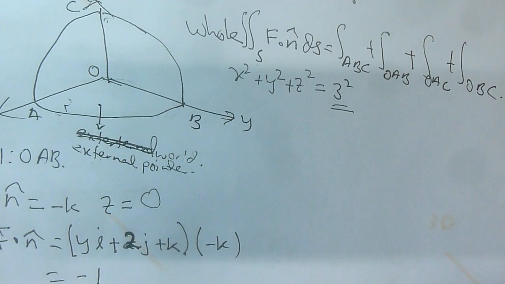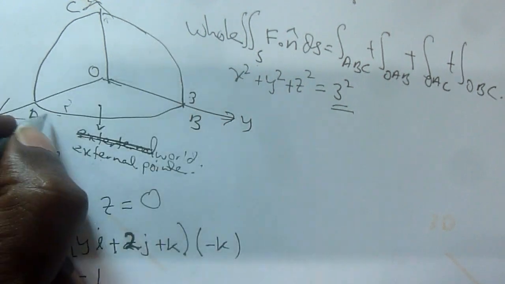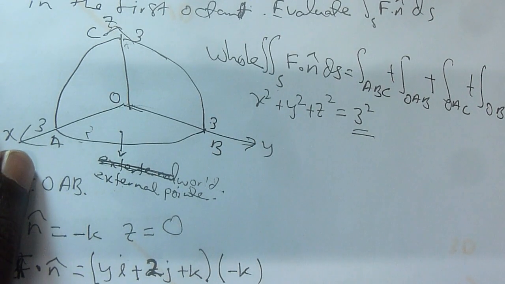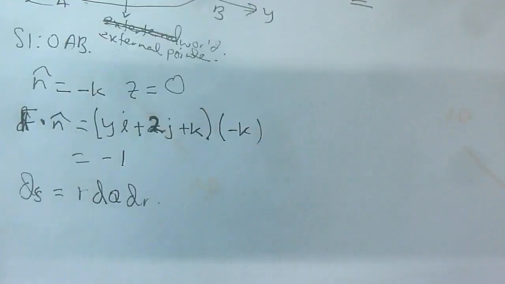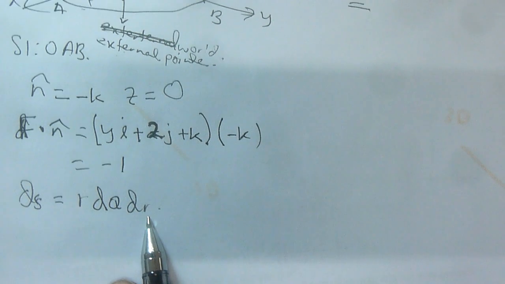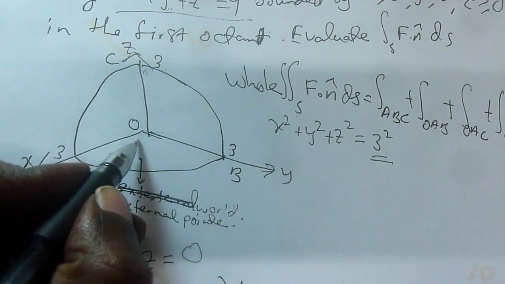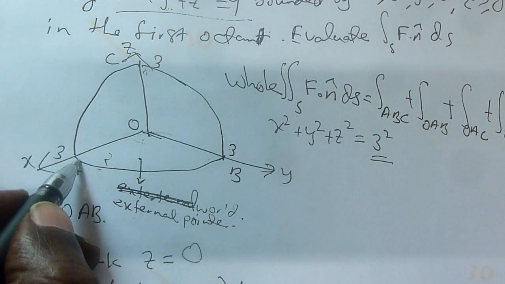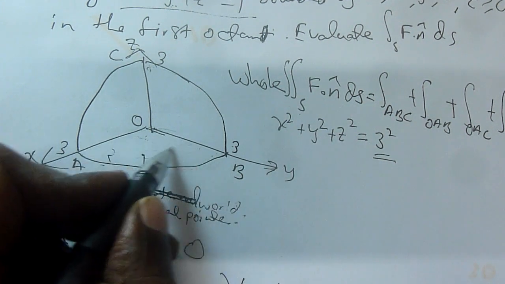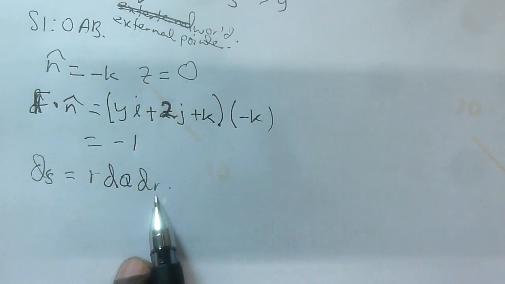It's a 3. Therefore, r dθ dr. We need to use dr. This is 3, remember, this is 3. No doubt about that. But our dS is r dθ dr. Can you understand why? r dθ. Imagine this is a θ. r dθ, we are moving inside dr.